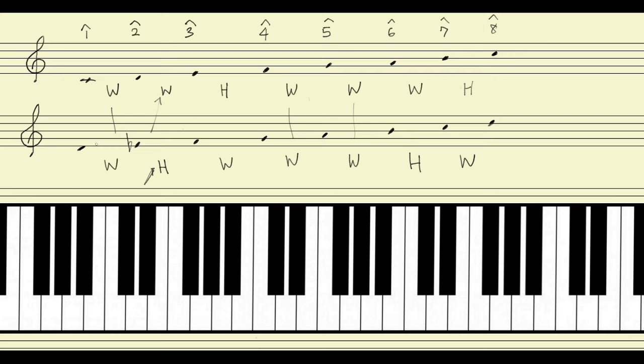That sounds a little bit further away. And notice what we've done. We've actually created an additional problem here because we've changed this whole step that we had between D and E into a half step from D to E flat. So we've actually created a problem. So this is probably not the way that we want to go.